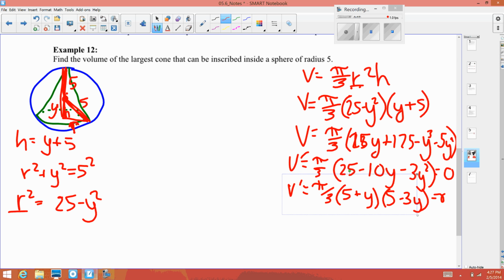So 25 minus 15. Yep, that'll work. Okay, we're setting that equal to 0. So y can be negative 5, or y can be 5/3. And we can't have a length of negative 5, so it's got to be 5/3. All right, and we're trying to find the volume of the largest cone.